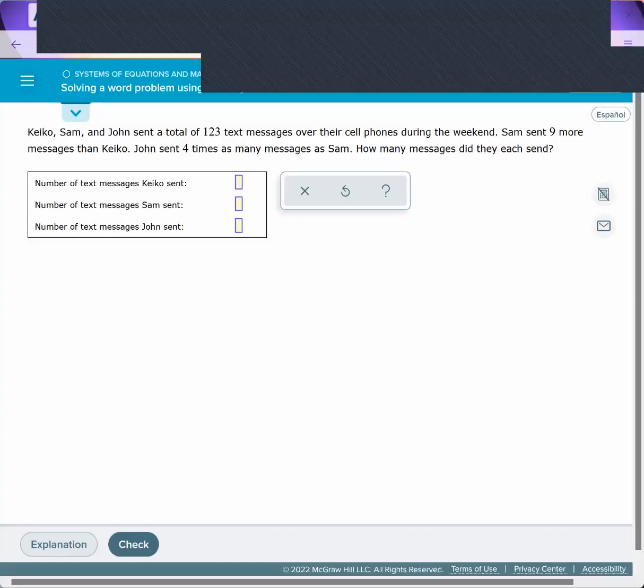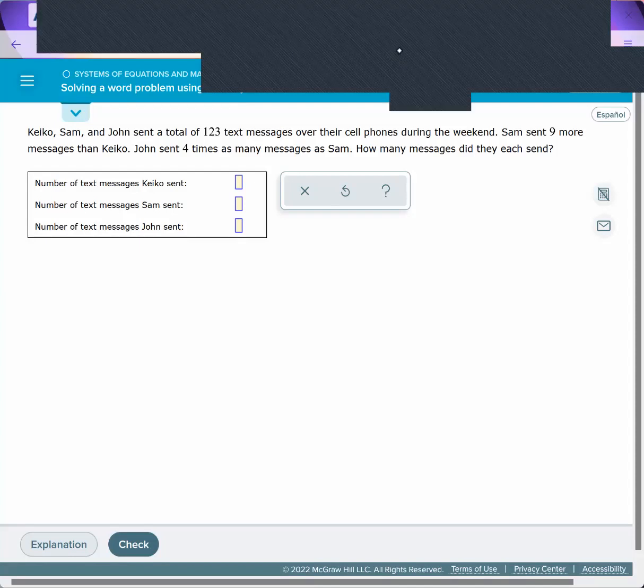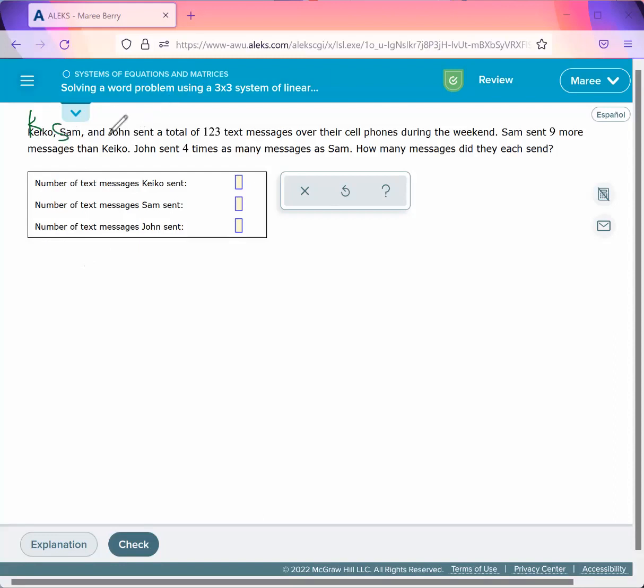So we're going to solve a word problem, and it's called a 3x3 system of linear equations because there's 3 equations and 3 unknowns. So we're going to need to write our equations basically by just kind of reading in and seeing what we have here. Let's call Kiko K, Sam is going to be S, and John is J.